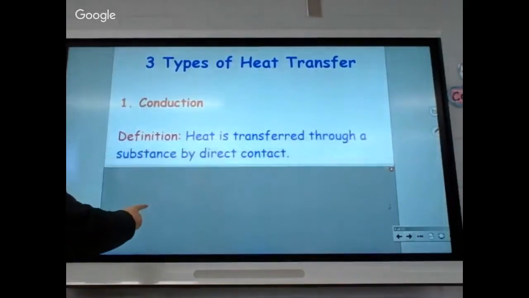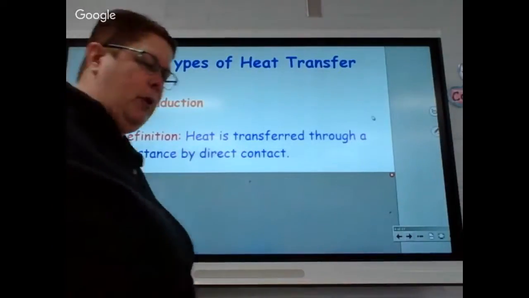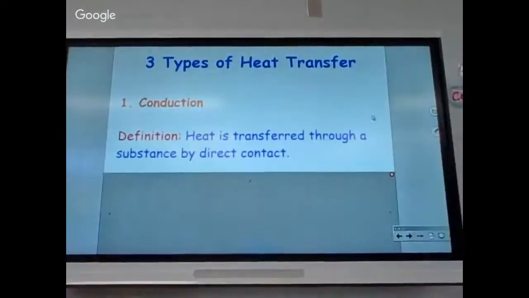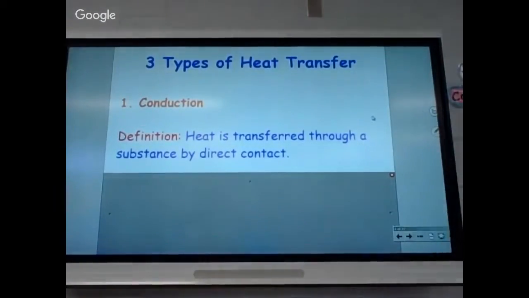All right, so for conduction, what's the key word that you guys should have used? Because you can write down any definition you want for conduction. The one I chose was heat is transferred through a substance by direct contact. You don't have to have the exact same thing I wrote.